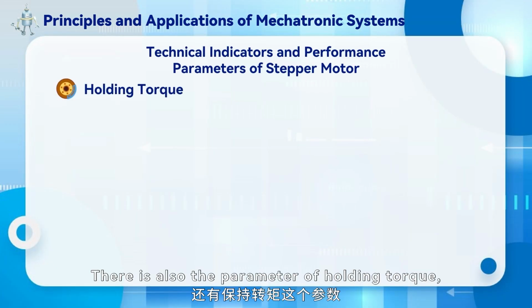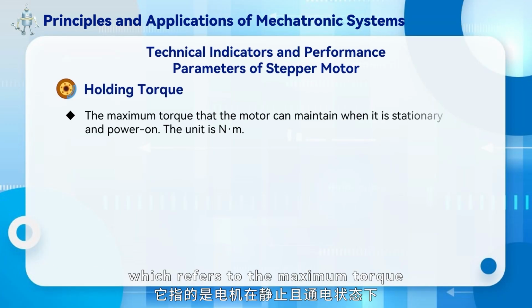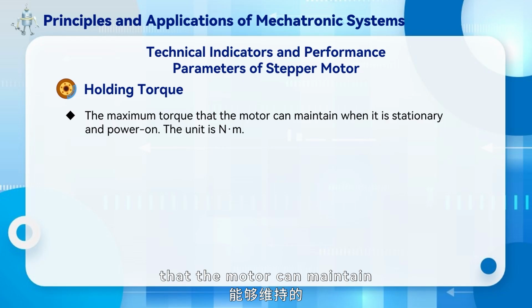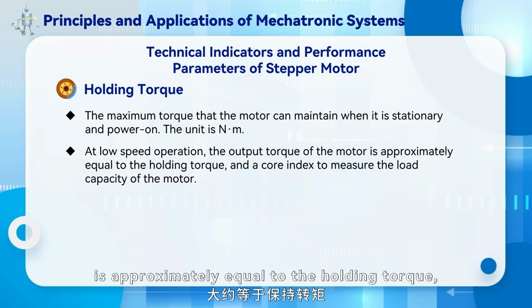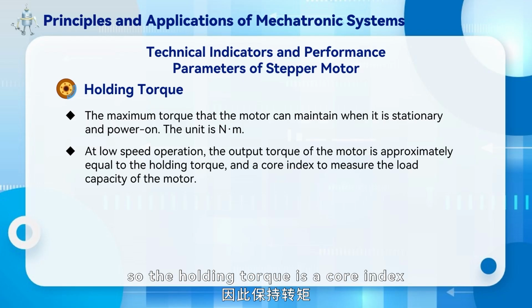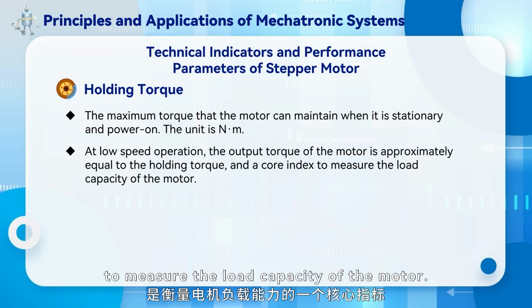There's also the parameter of holding torque, which refers to the maximum torque that the motor can maintain when it is stationary and powered on. The unit is Newton meter. At low speed operation, the output torque of the motor is approximately equal to the holding torque. So the holding torque is a core index to measure the load capacity of the motor.